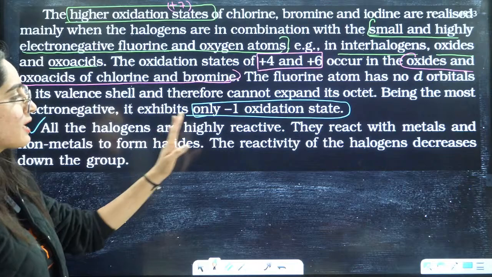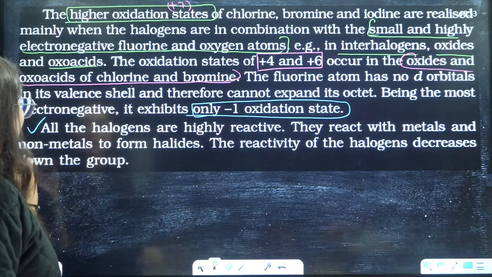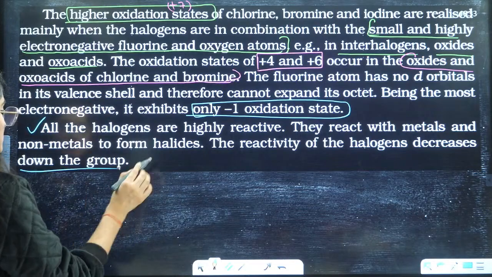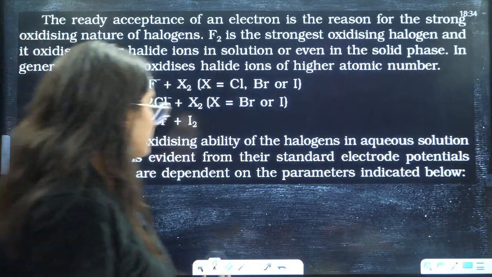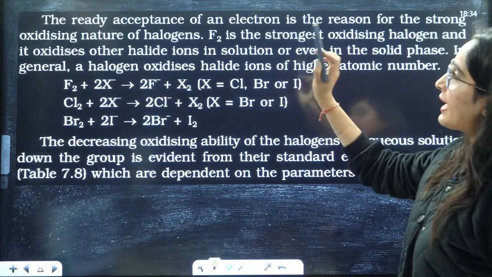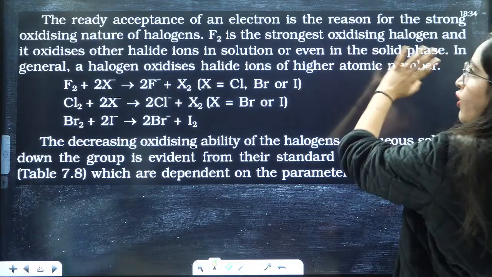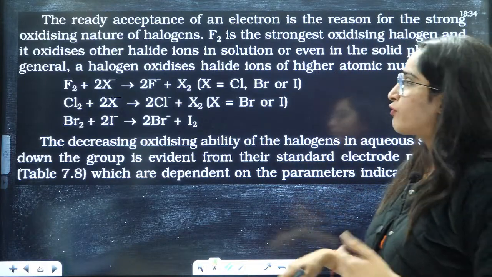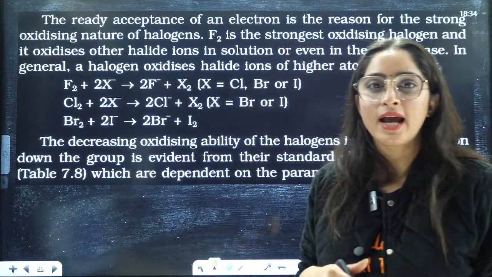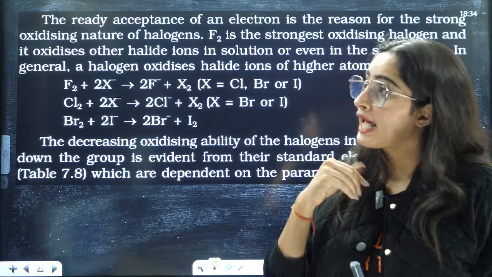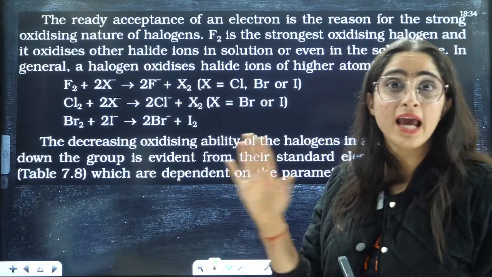All the halogens are highly reactive. They react with metals and non-metals to form halides. The reactivity of the halogens decreases down the group, right? Let us see this. The ready acceptance of electrons is the reason for the strong oxidizing nature of halogens. I want to accept the electron, I want to reduce myself, I want to gain the electron. Then I will oxidize you.